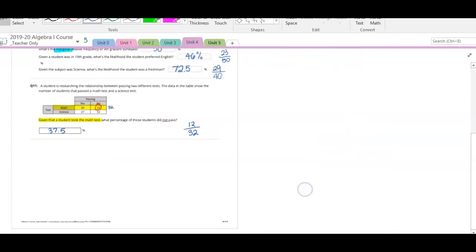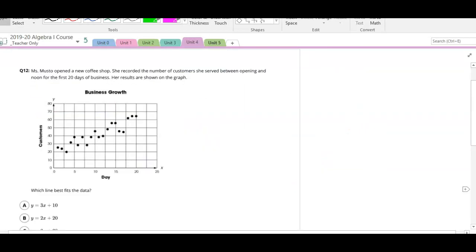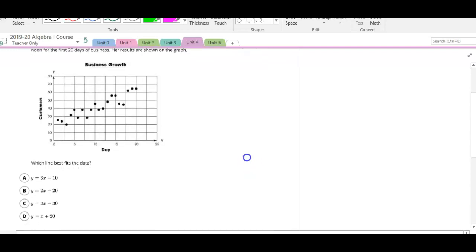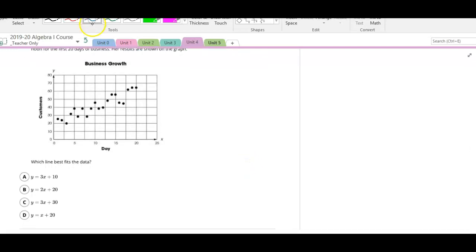Alright, moving on to our next question. Let's talk about lines of best fit. Which line best fits the data? Well, if I take the first line that says begin at 10 and go up 3 over 1. So if I begin at 10, up 3, over 1, based on the scale of this, would look like this. Does that fit the data? That one's not too bad.